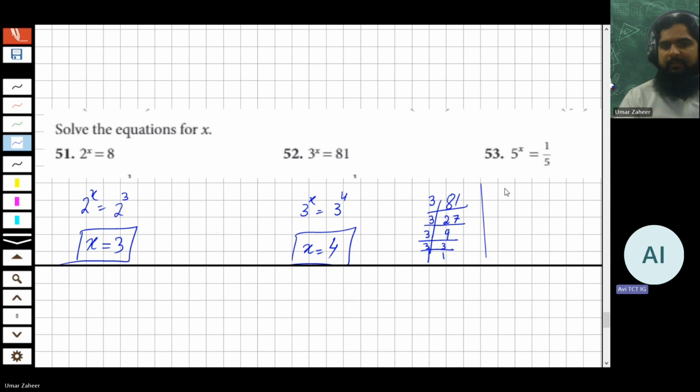X to the power minus 1. X is equal to minus 1.